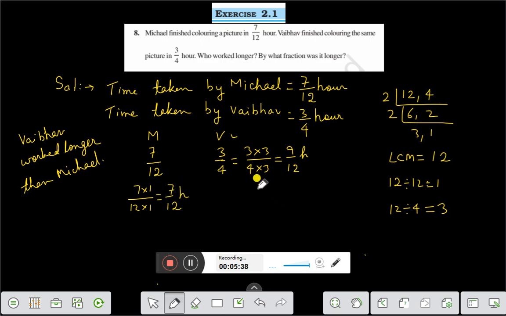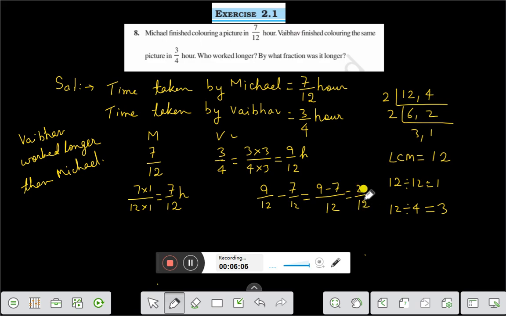That is 9 by 12. By what fraction was it longer? That is, you have to subtract it. That is 9 by 12 minus 7 by 12. Denominator is same. Therefore, LCM is 12. It is 9 minus 7. 9 minus 7 is 2. That is 2 by 12.